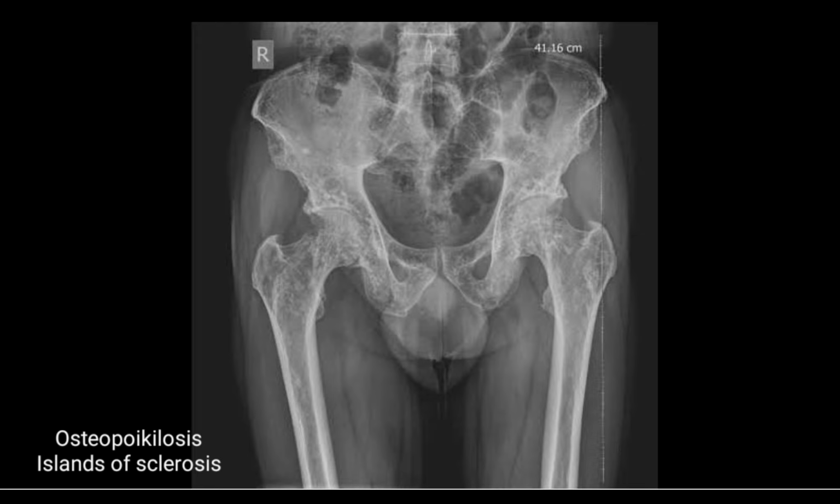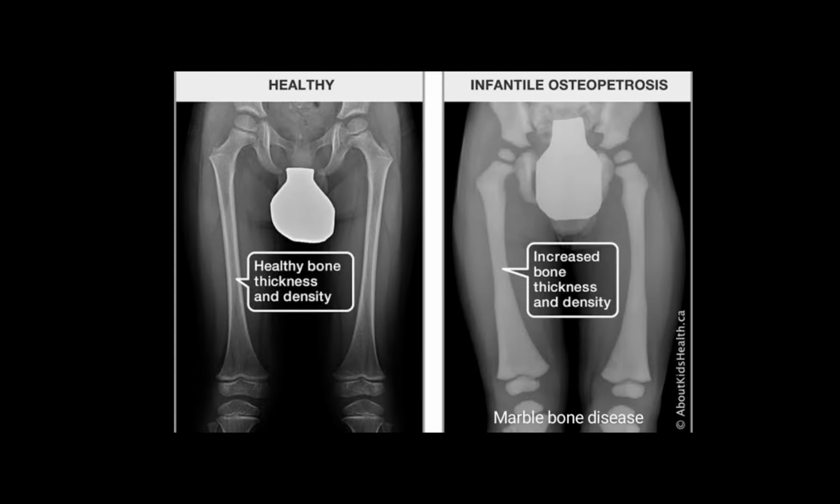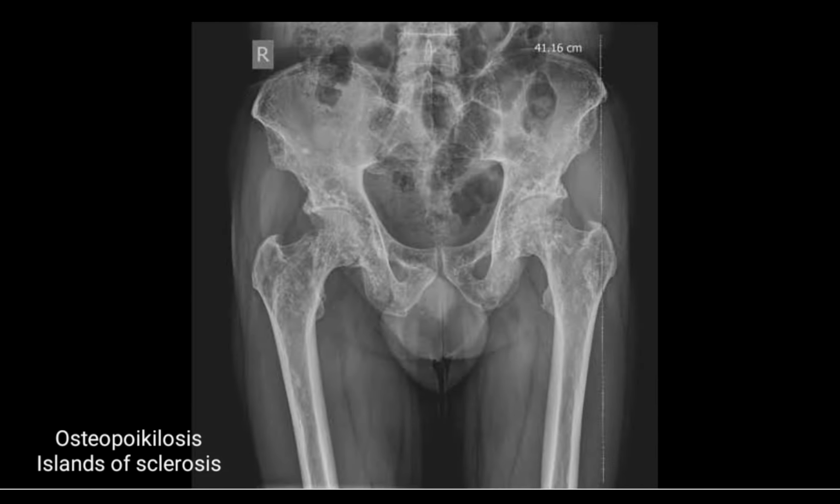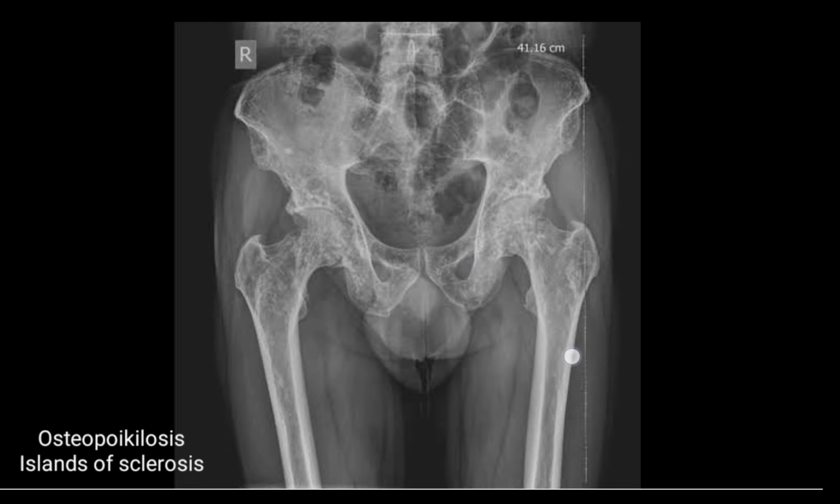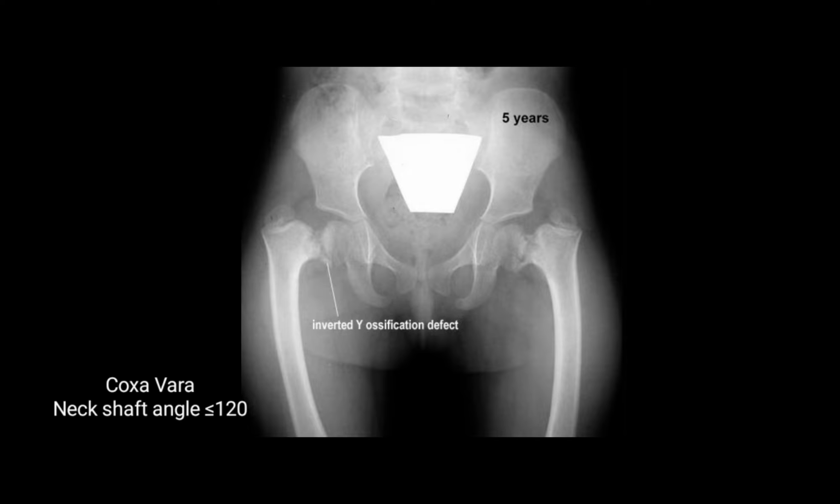Then next is osteopoikilosis. Osteopoikilosis is islands of sclerosis. Here, it is not full thickening in all the regions, but there are islands, meaning in some areas only sclerosis has occurred, increased density has occurred. And this is the image of coxa vara. Coxa vara: neck-shaft angle less than 120. The angle between the neck and the shaft of the femur, if it is less than 120, is known as coxa vara.